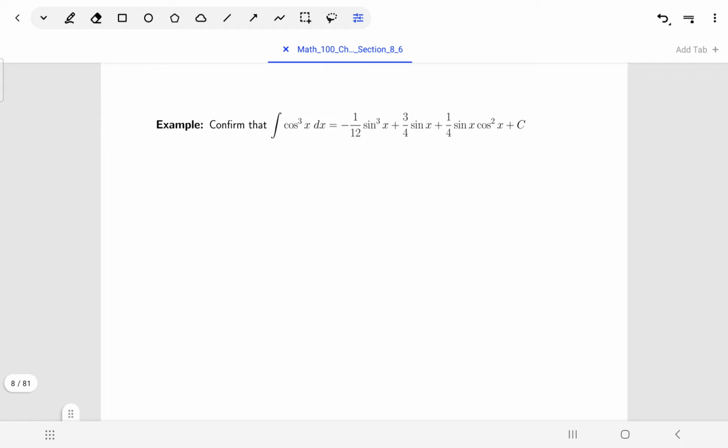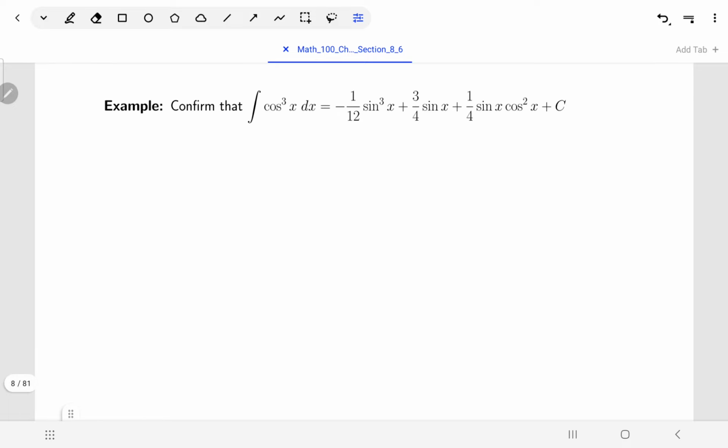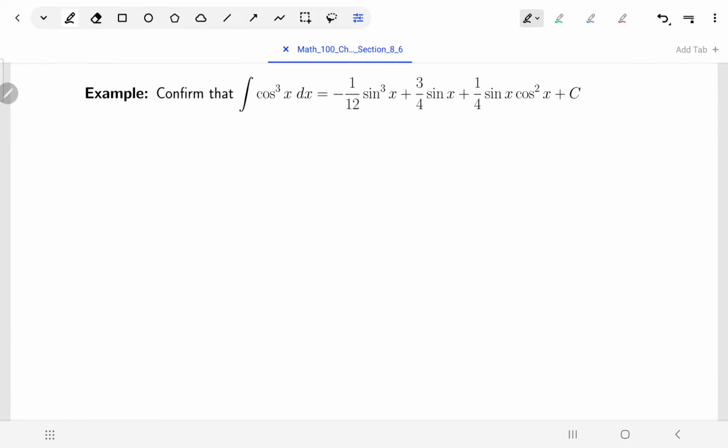And so I'm going to use that right here for this example. I'm confirming that the indefinite integral of cosine cubed is this gigantic function that I've got going on over here. If that's the case, then if I take the derivative of the right side of my equation, I should get cosine cubed. So if the antiderivative of cosine cubed is that big expression, then the derivative of that big expression should be cosine cubed. So let's find out what we get.